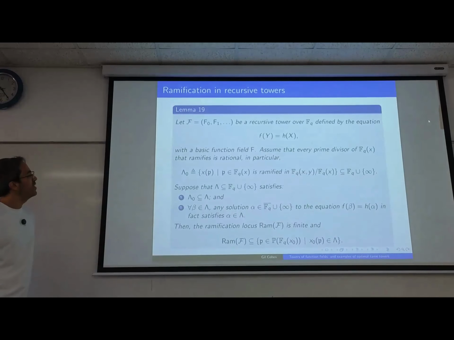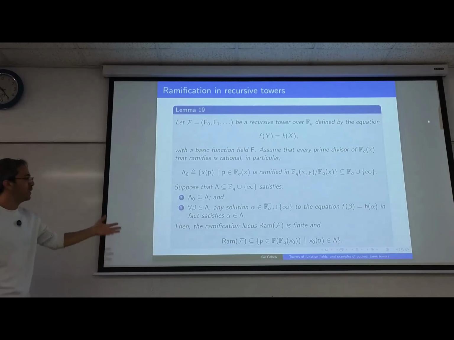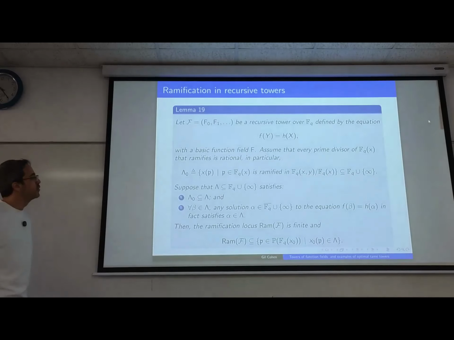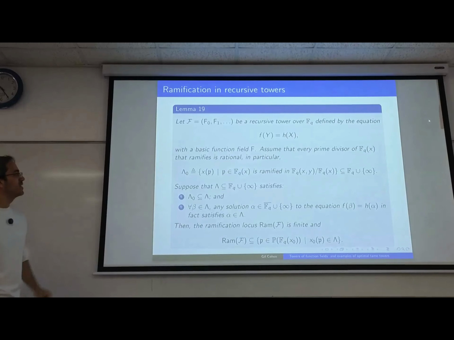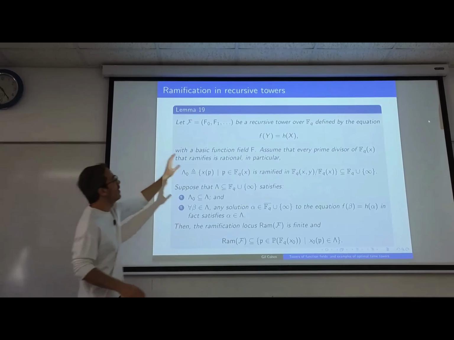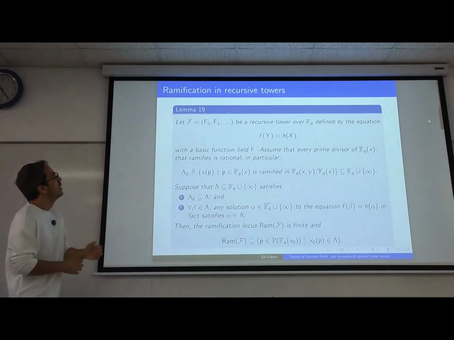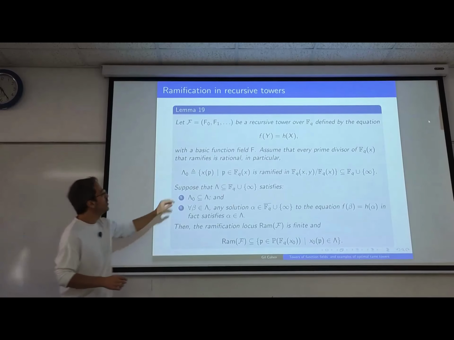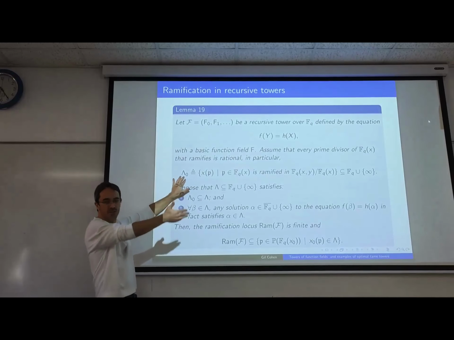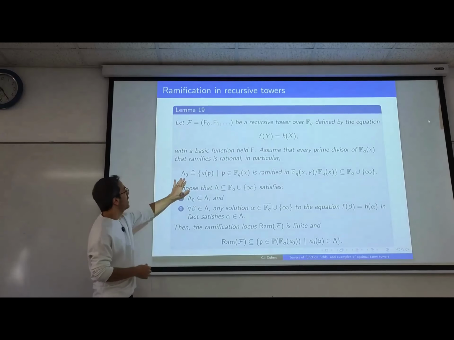So let's talk about the ramification now. Maybe I said a little thing, I'm not sure I even said that, but I'm going to go back to being fairly slow now. So let's say again you have a recursive tower. Now I'm looking at the ramification, not the splitting. And I'm going to define this set. It's like the analog to sigma. So this is the set.